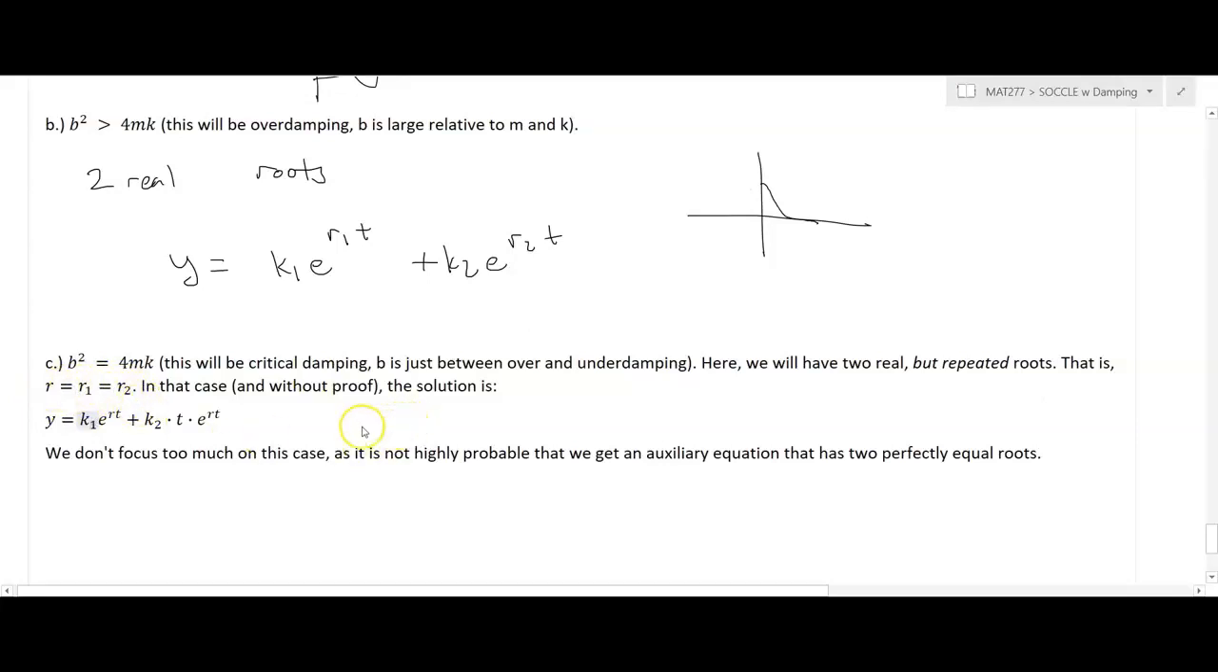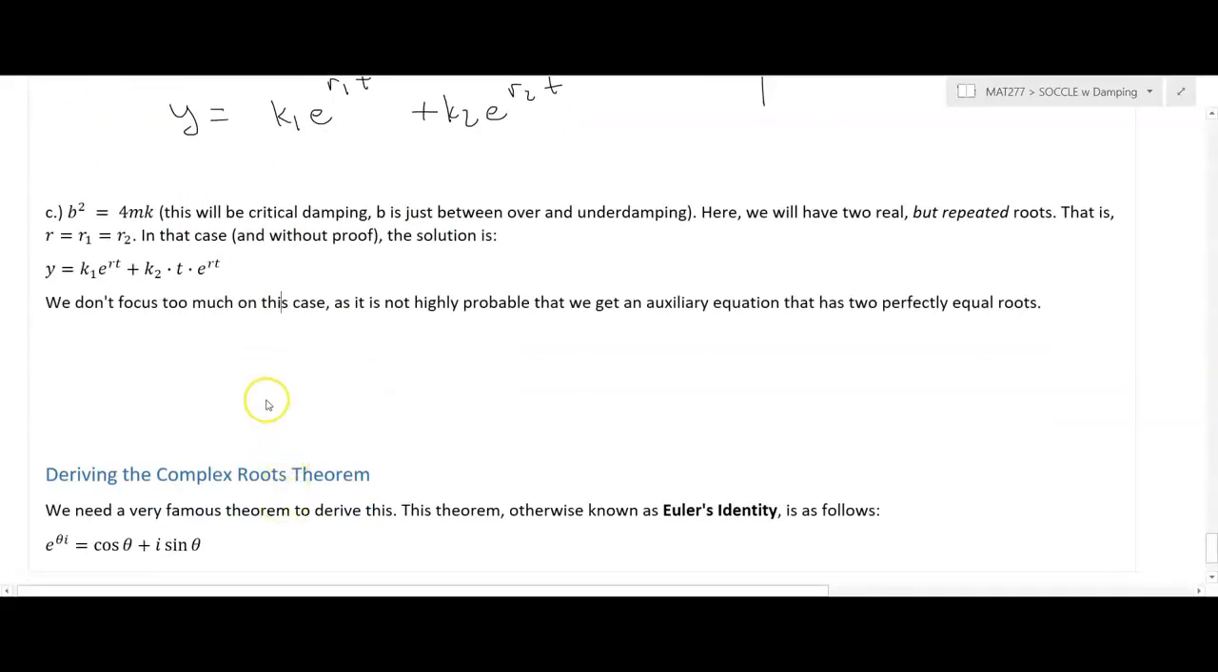We're not going to prove this right now, and we're not even going to work with this solution, but whenever you have the same root twice, it doesn't make sense to just write k1 e to the rt plus k2 e to the rt, because that's really just one term. It turns out that if you have a repeated root, it can be proven that the second solution will be t e to the rt. We're not going to focus too much on this, but you can see cases where this will happen.